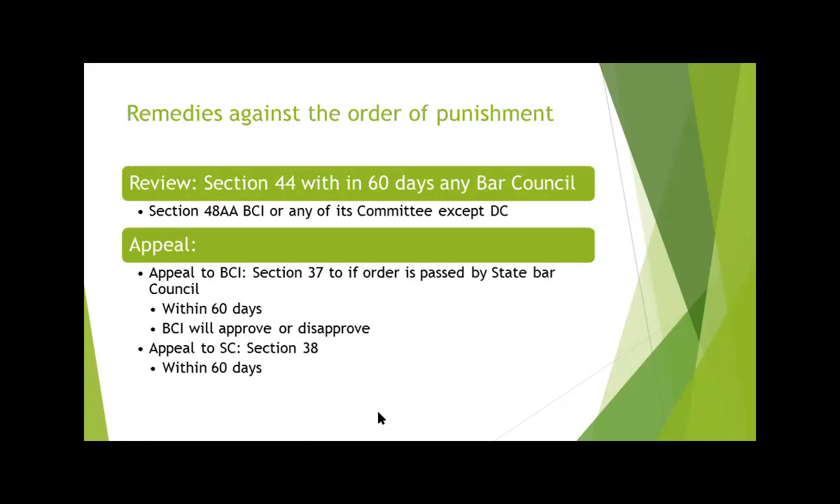Then the next one is remedies against the order of punishment. What are the remedies for the action of the disciplinary committee? There are specifically 3 remedies available. The first one is review, the second one is appeal, and the third one is appeal to the Supreme Court. The first one is review. Section 44 of the Advocates Act says that within 60 days of the order, the Bar Council or the State Bar Council can call for the review of its judgment.